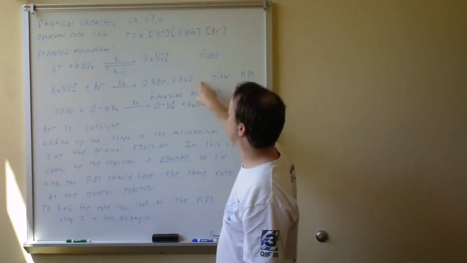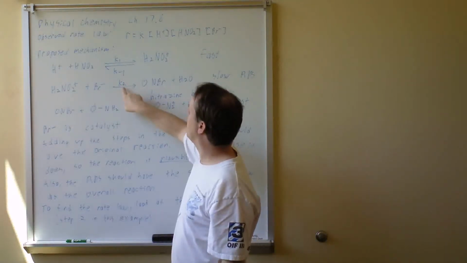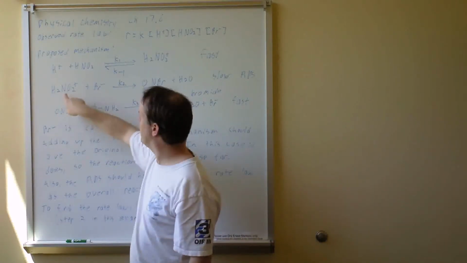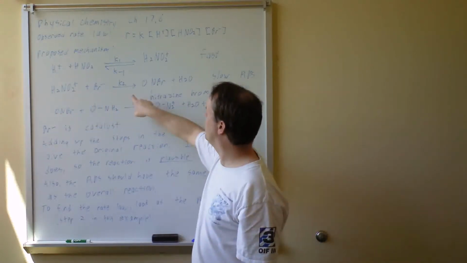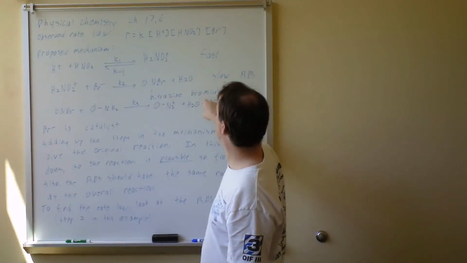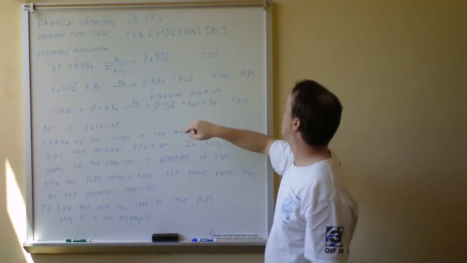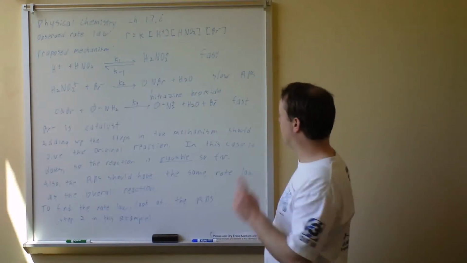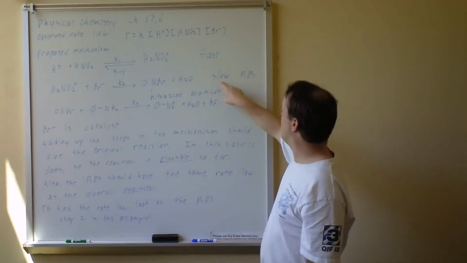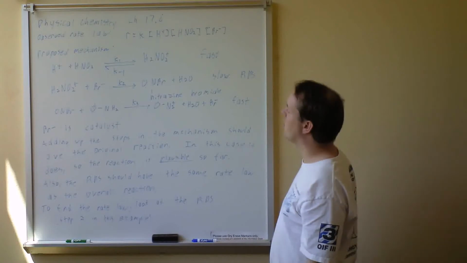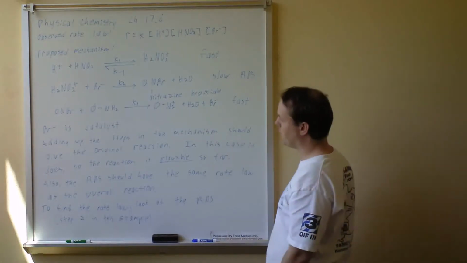Then the second step has its rate constant k2. So this species, H2NO2+, plus Br- is going to go one way to ONBr, which is nitrosyl bromide, plus H2O. And we're going to say this is the slow step. Since a chain is only as strong as its weakest link, the slow step is what determines the overall speed. So this is going to be called our rate determining step, or RDS for short.